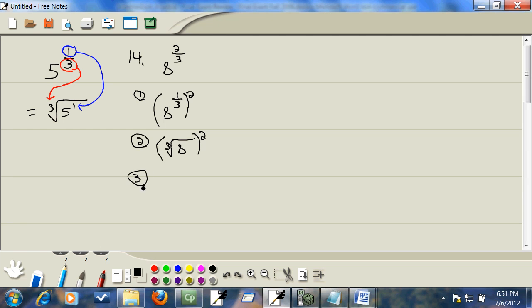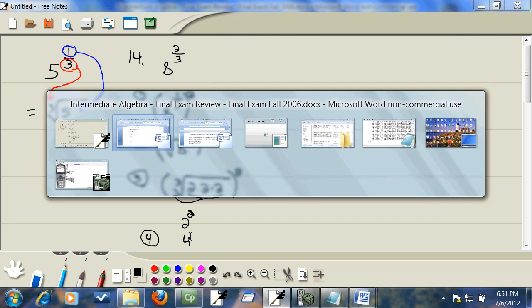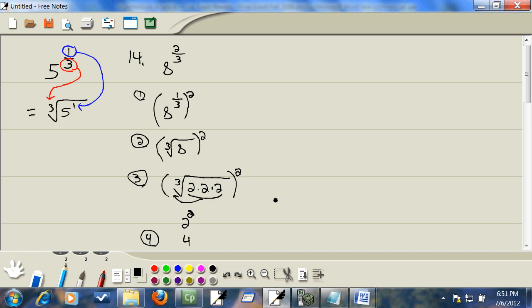Step 3, simplify the radical. We have the cube root, and 8 I'll write as 2 times 2 times 2. Now our index is 3, so it means we're looking for a set of 3 of something. Well, here's 3 2's. So that's going to come out in front. And there's nothing left inside the radical, so it disappears. So we got 2 squared. The squared remains on the outside. And then step 4, simplify what's left. 2 squared gives us 4. And that's our answer, which would match D as in David.